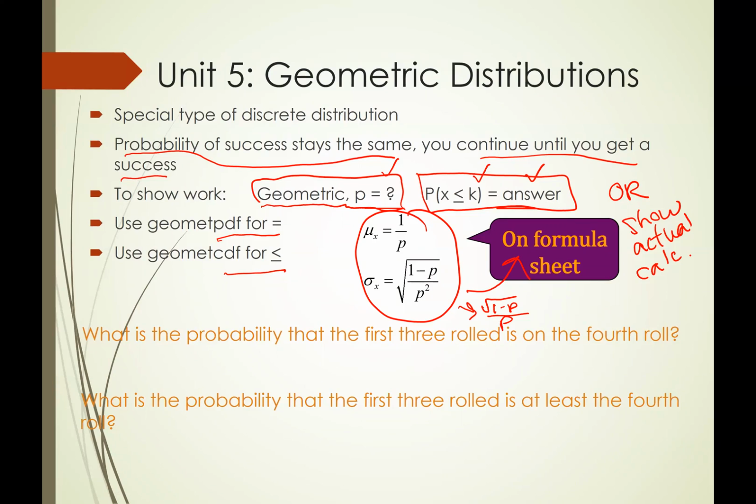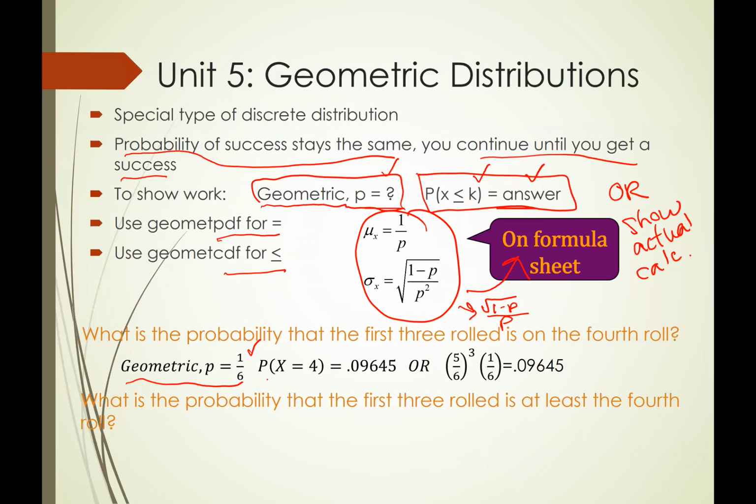What is the probability the first 3 rolled is on the 4th roll? So you're saying your first success is on the 4th trial. So this would be geometric. Our chance of success is 1 out of 6, like that. So there's my distribution, there's my first check. I want it to be on the 4th roll, so I want the probability x equals 4, there's my statement, equals my answer. So I would have used geometric PDF to solve this.